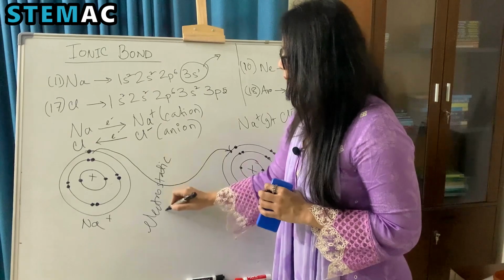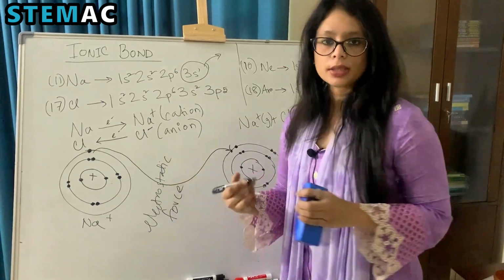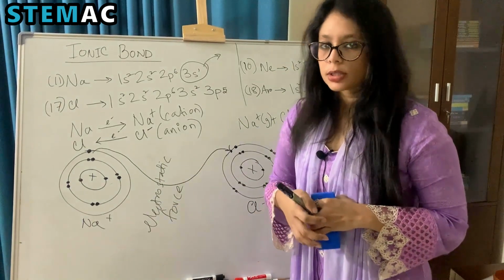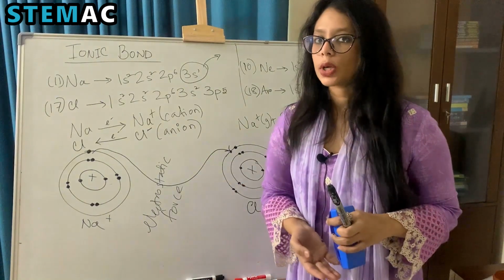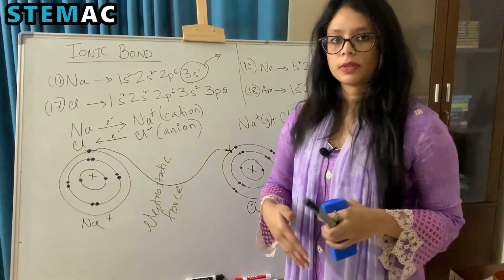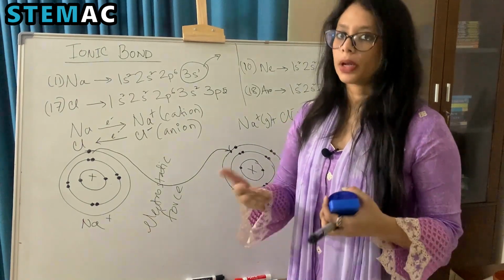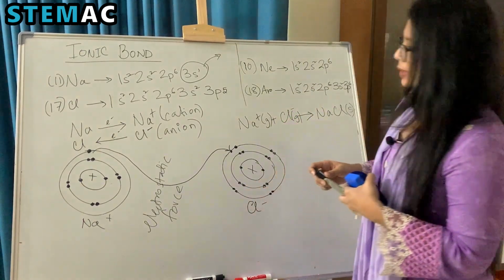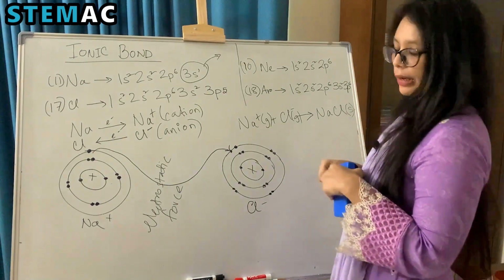So when there is any force between charges, if they are opposite charges, then it will be the electrostatic force of attraction, but if they are the same charge, let's say positive positive, then it would be the electrostatic force of repulsion. Okay, so this is all about ionic compounds, very easy.